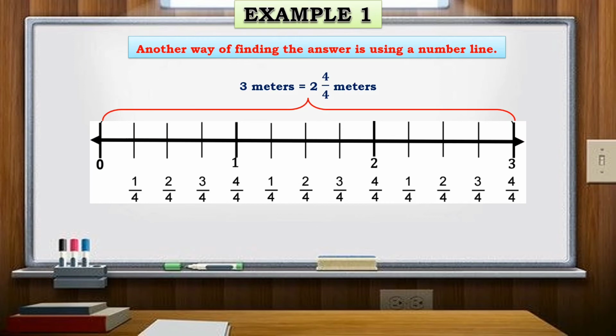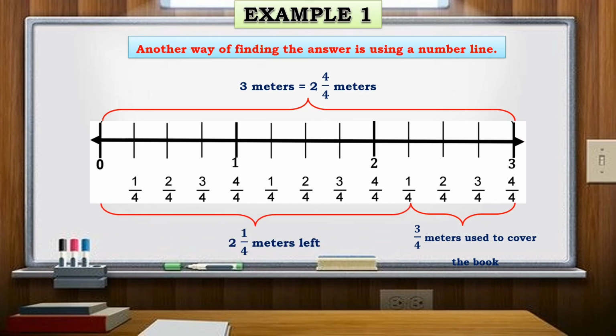Let's subtract 3/4, the fractional part, from the renamed number 2 and 4/4. First, we will subtract the whole number. Since we don't have a whole number in our subtrahend, let's copy the whole number 2. Then let's subtract the numerators. 4 minus 3 is 1. Then copy the common denominator 4. The difference is 2 and 1/4 meters of plastic cover that was left.